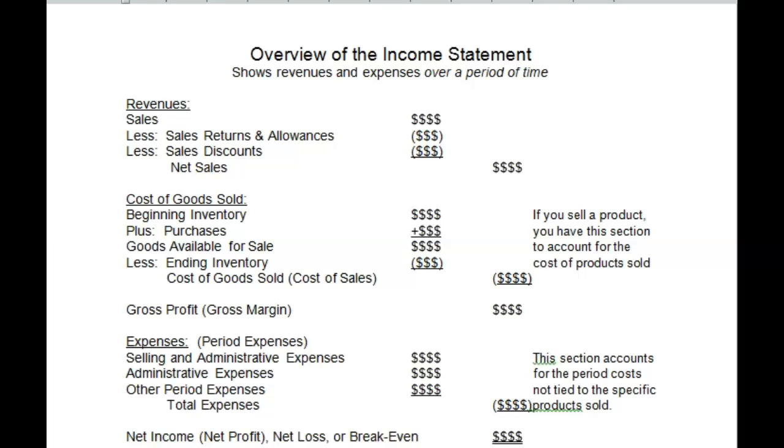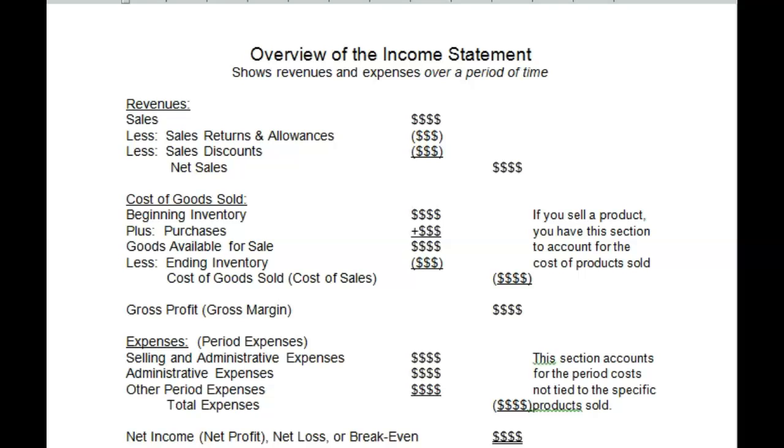If you sell a product, you've got a cost of goods sold section. If you're only selling a service, if you're a dentist, an architect, an attorney, you're probably not going to have a cost of goods sold section. If you're selling your time as a professional, you're not going to have a product, so you're not going to have the cost of goods sold. Most of the income statements you're going to look at, though, are going to be selling some kind of stuff, and we have to account for the stuff that we sell.